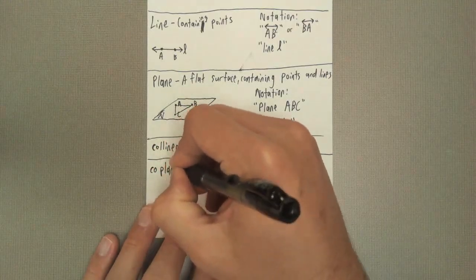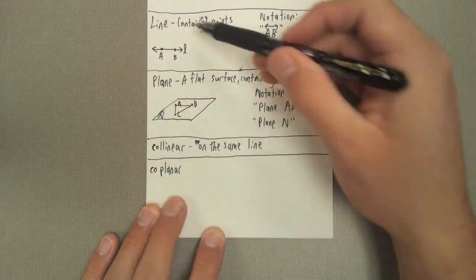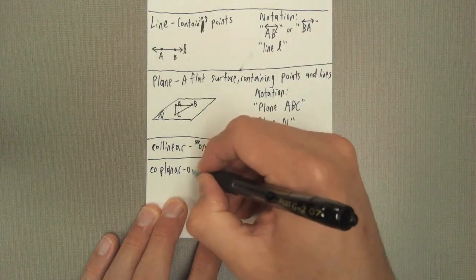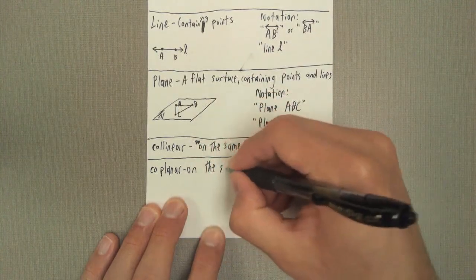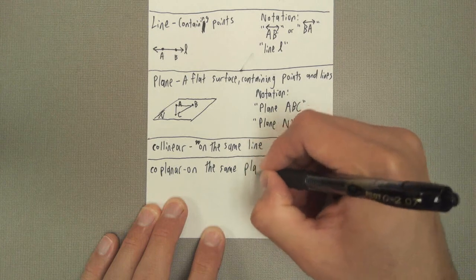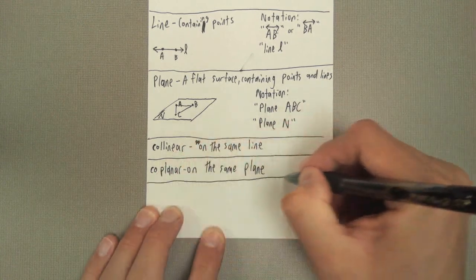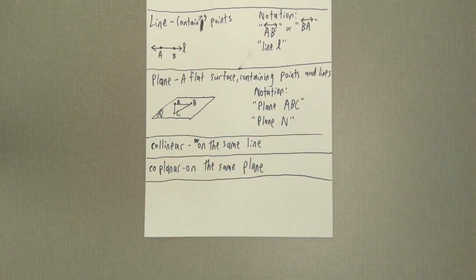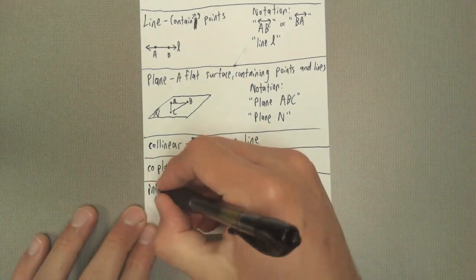Coplanar. Well, look, collinear, coplanar. What do you think this is? That is on the same plane. And then one more term, and that is just an intersection.